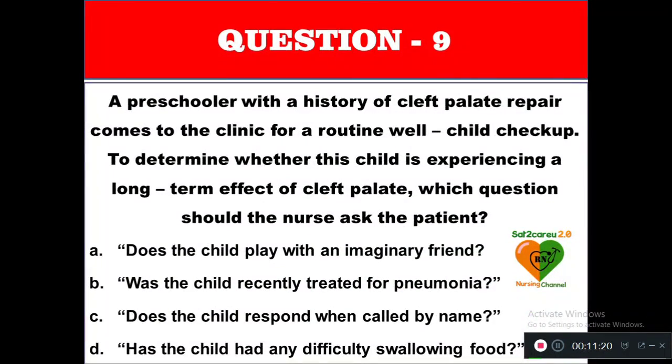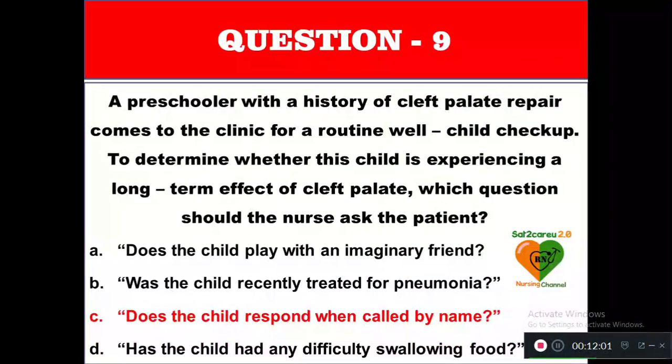Question number 9. A preschooler with a history of cleft palate repair comes to the clinic for a routine well child checkup. To determine whether this child is experiencing a long-term effect of cleft palate, which question should the nurse ask? Option A. Does the child play with an imaginary friend? Option B. Was the child recently treated for pneumonia? C. Does the child respond when called by name? And D. Has the child had any difficulty in swallowing food?